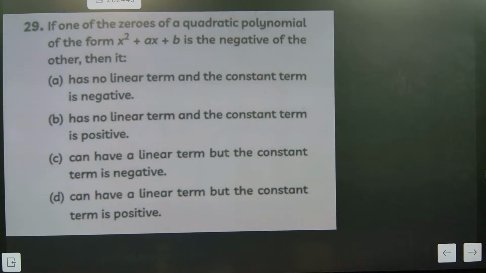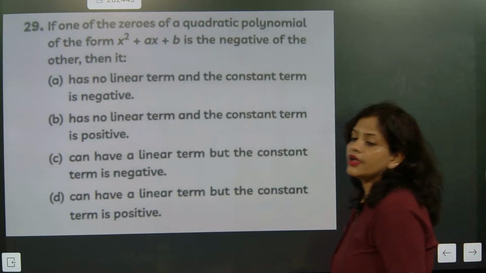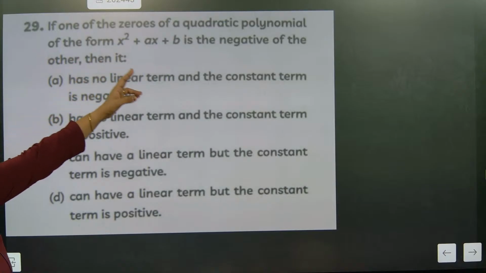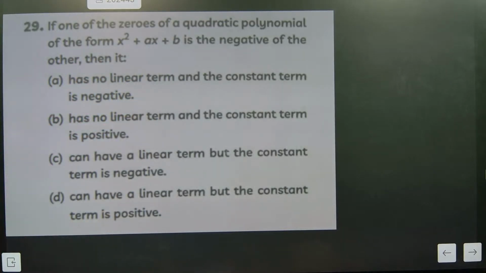Here what they are telling is that if one of the zeros of the quadratic polynomial is negative of the other, first alpha plus beta will become 0. So if alpha plus beta will become 0, what is the root part?